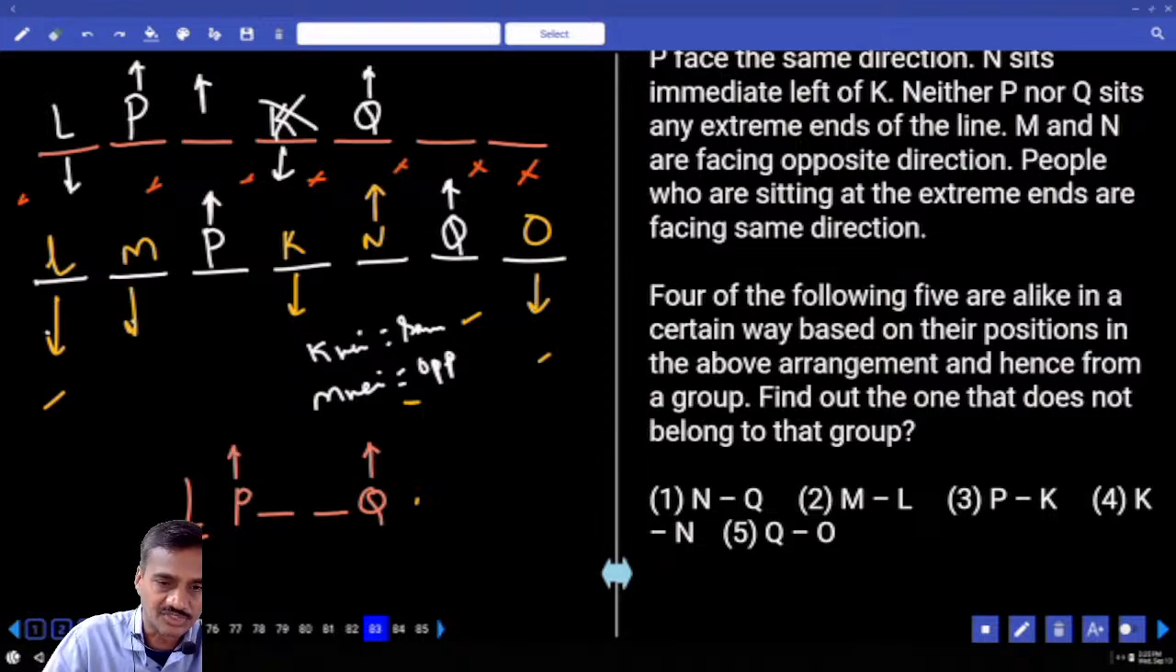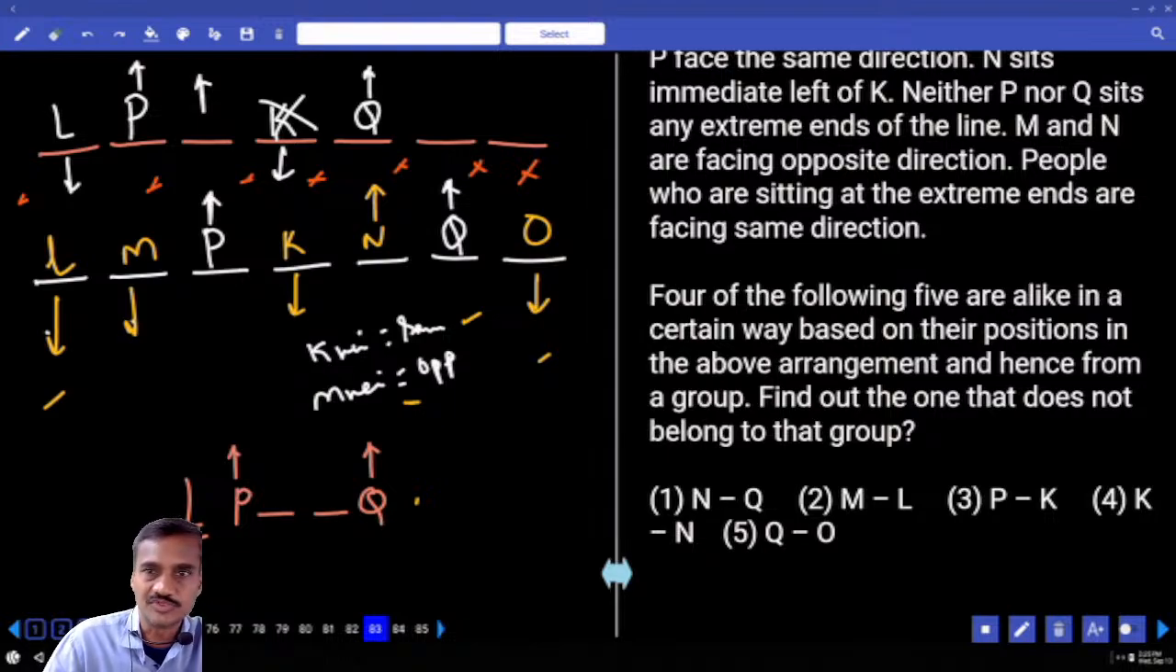Then check out the directions. N and Q, same direction. M and L, they are also facing the same. P and K opposite, K and N are also opposite. Now in this way also you are not getting any answer.